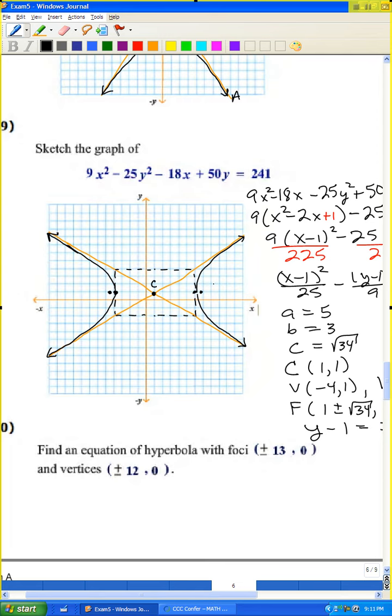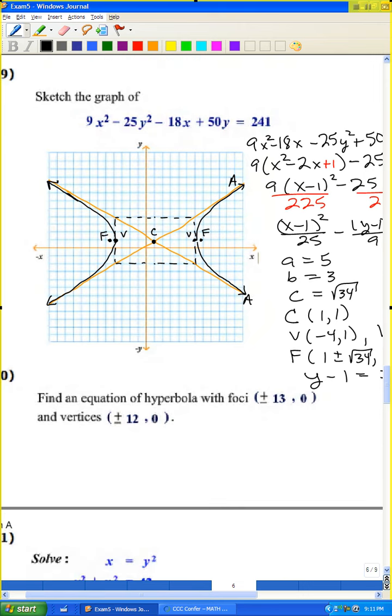So center, vertex, focus, another one of the foci, and another one of the vertices, and your asymptotes. Okay, so let's do the next problem.